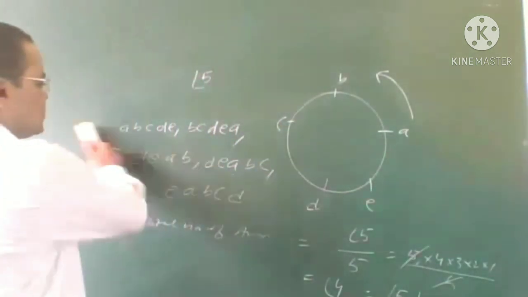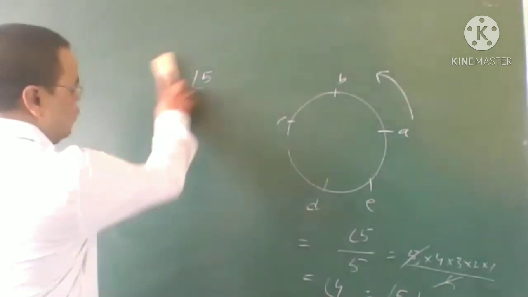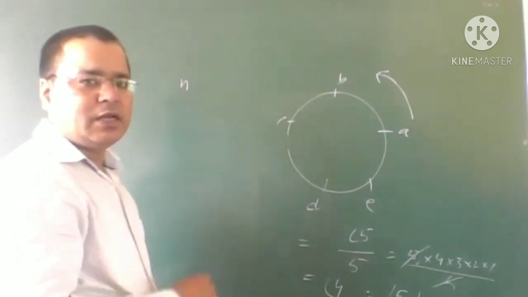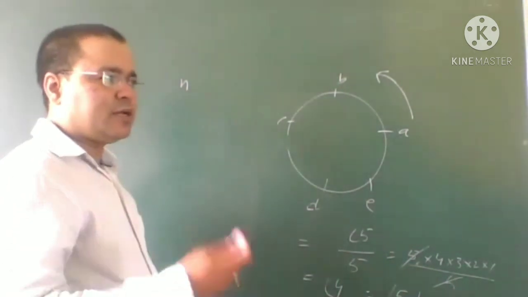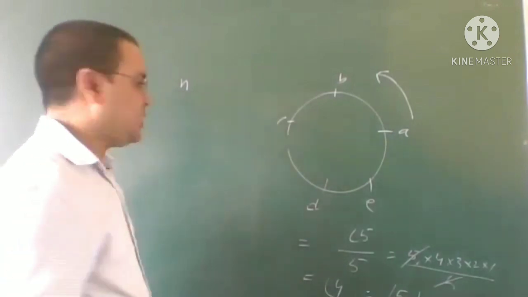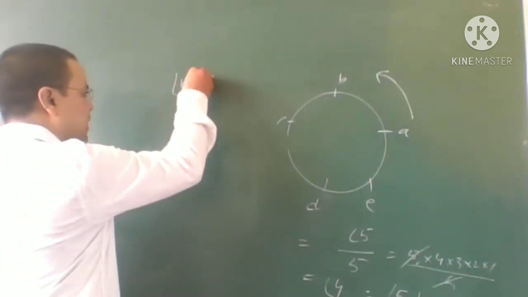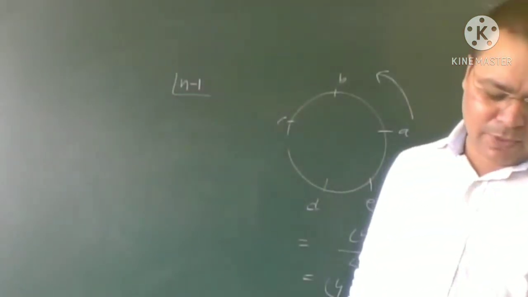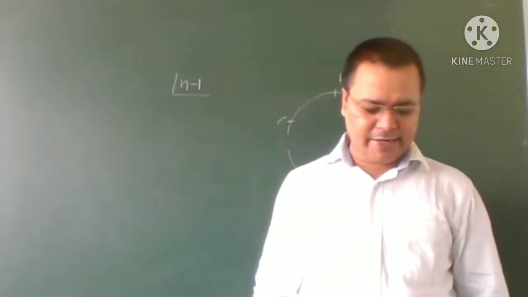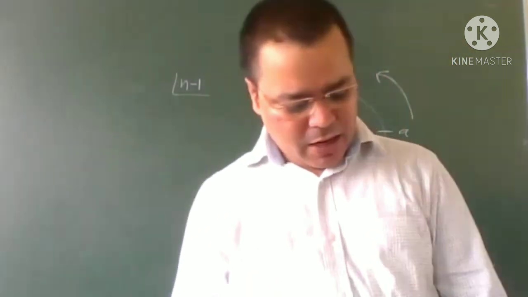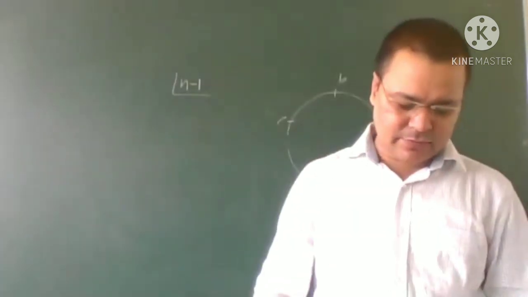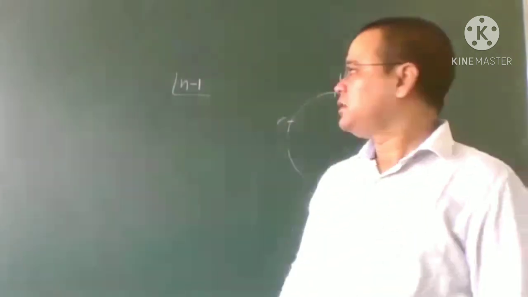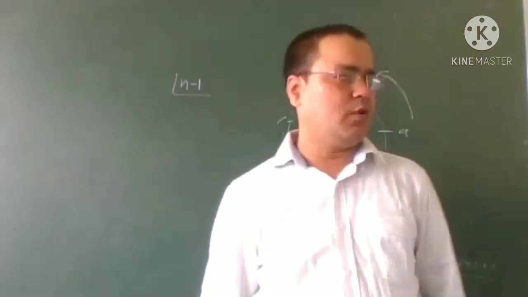It means in circular permutation, if there are n elements, then the total number of choices, or arrangements, or permutations, is equal to factorial n minus 1. The number of ways of arranging n objects around a round table will be factorial n minus 1.